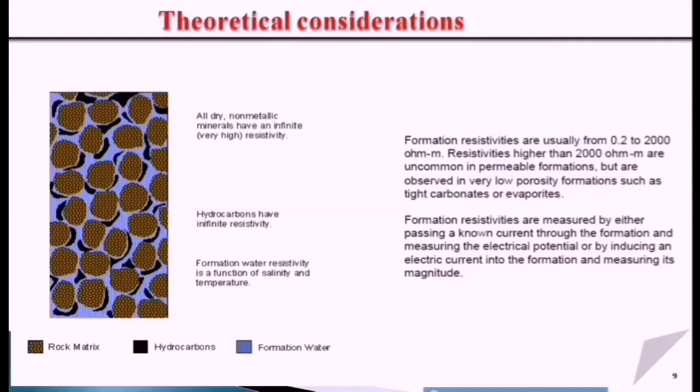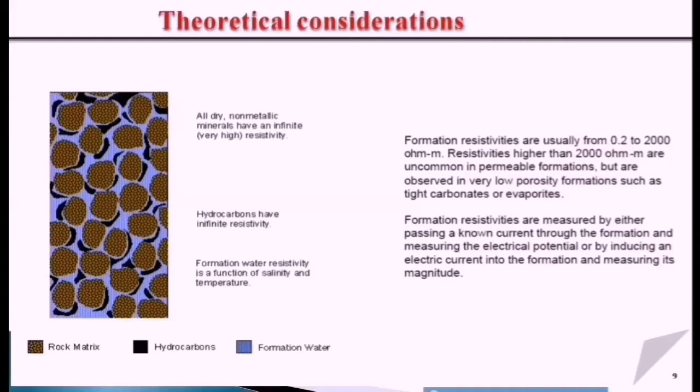usually have a reading value between 0.2 and 2000 ohm meter. A resistivity higher than 2000 ohm meter is uncommon. We cannot find it in our practice. It's uncommon in permeable formations, but is observed in very low porosity formations, such as tight carbonate or evaporites. Formation resistivity is measured by either passing a known current through the formation and measuring the electrical potential, or by inducing electrical current into the formation and measuring its magnitude.